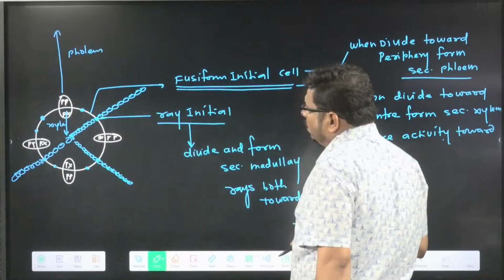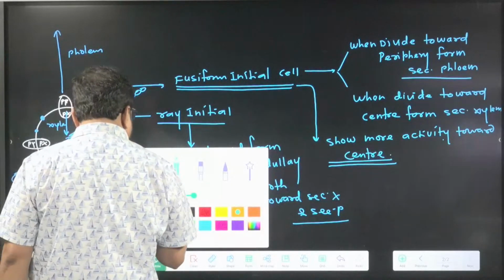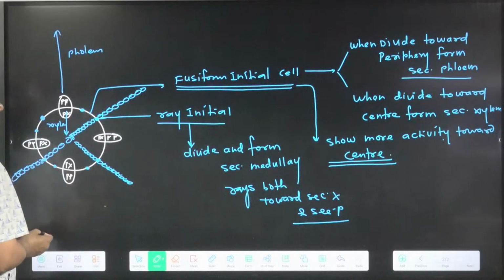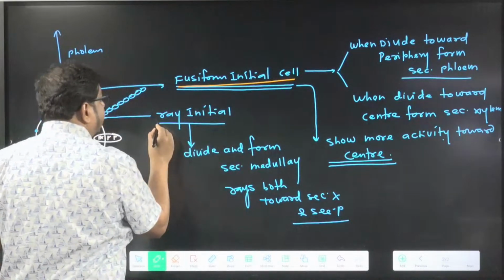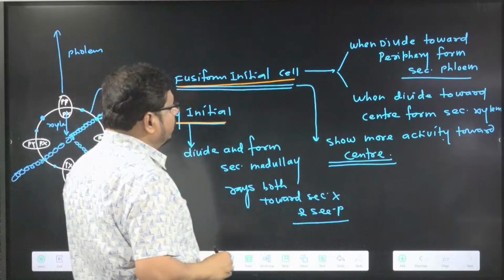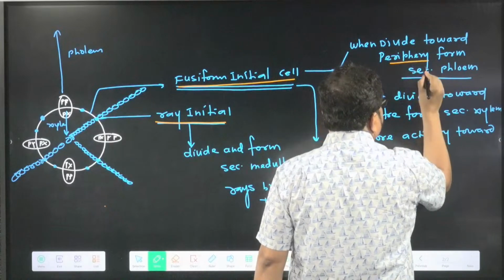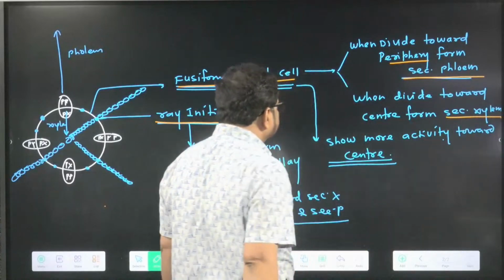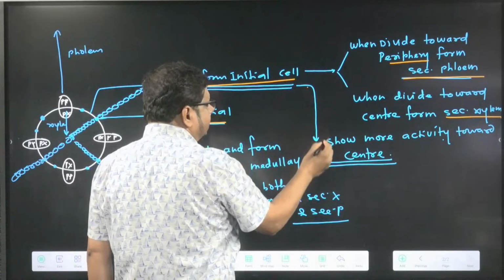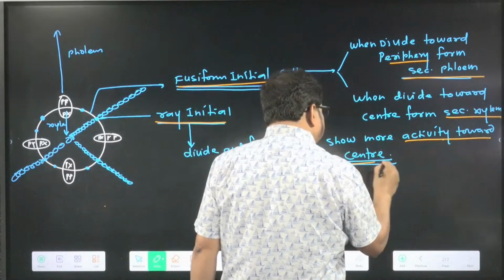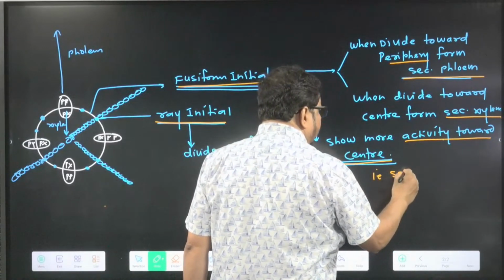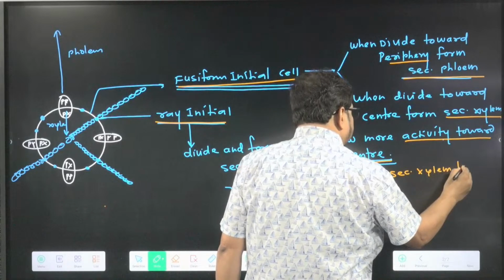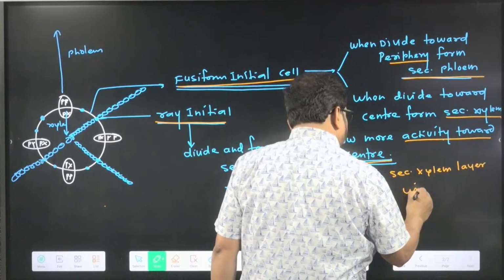Clarity came? So till now what I wrote, I am telling you, then I will explain it through another diagram. In the vascular cambium ring, two types of cells are there: fusiform initial cell and ray initial cell. When the fusiform initial cell divides toward the periphery, it forms secondary phloem. When it divides toward the center, it forms secondary xylem. Now these fusiform initial cells show more activity toward the center, hence secondary xylem will be produced in more amount. Secondary xylem layers will be produced more.